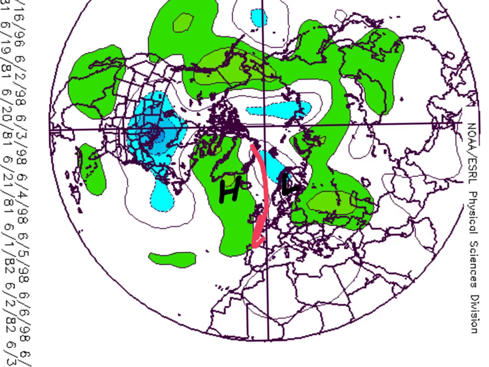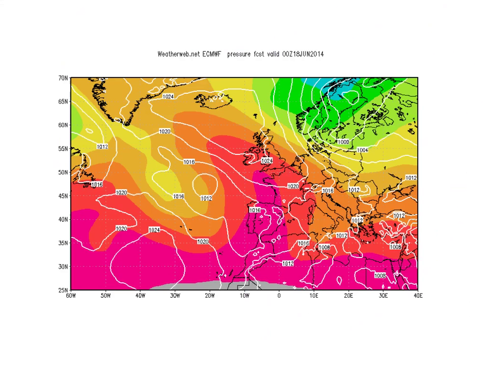Just look at this. In 10 days time, this is what we get. This is from the ECMWF. High pressure east, low pressure west, and a north to northeasterly flow down through the country.